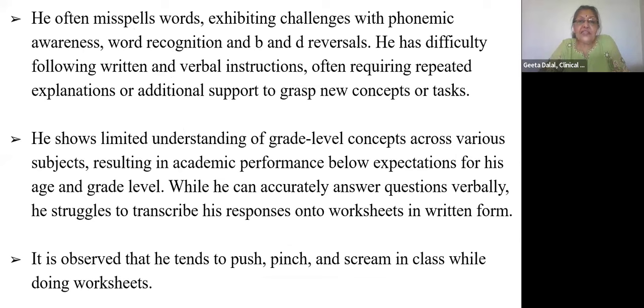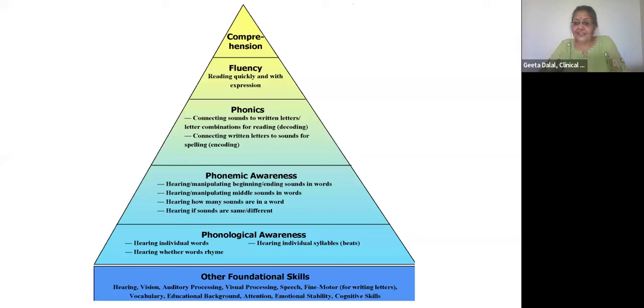He often misspells words, exhibiting challenges with phonemic awareness, word recognition, and b-d reversals. He has difficulty following written and verbal instructions, often requiring repeated explanations or additional support to grasp new concepts or tasks. He shows limited understanding of grade level concepts across various subjects, resulting in academic performance below expectations for his age and grade level. While he can accurately answer questions verbally, he struggles to transcribe his responses onto worksheets in written format. It is observed that he tends to push, pinch, and scream in class while doing the worksheets. So Alex seems to have a lot of difficulties.